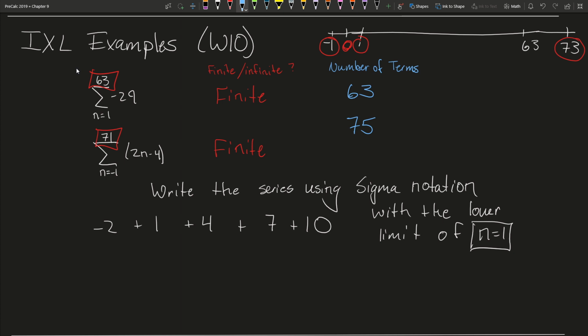So I'll pause for a second. Are there any questions over those top two examples?